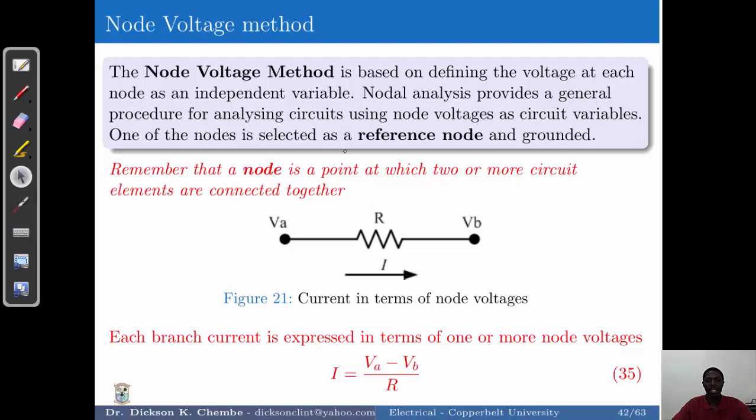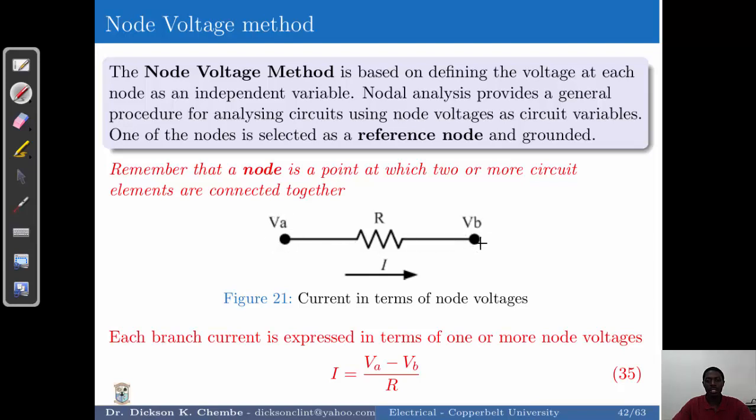What you need to remember is that a node is a point or a junction at which two or more circuit elements or circuit branches meet. You remember that a branch is any part of the circuit that consists of either a passive or an active element. Passive elements are elements that consume energy, while active elements are elements that produce energy, such as sources, voltage sources, current sources. So if there's no element, passive or active, in between the two nodes, then that is simply one node.